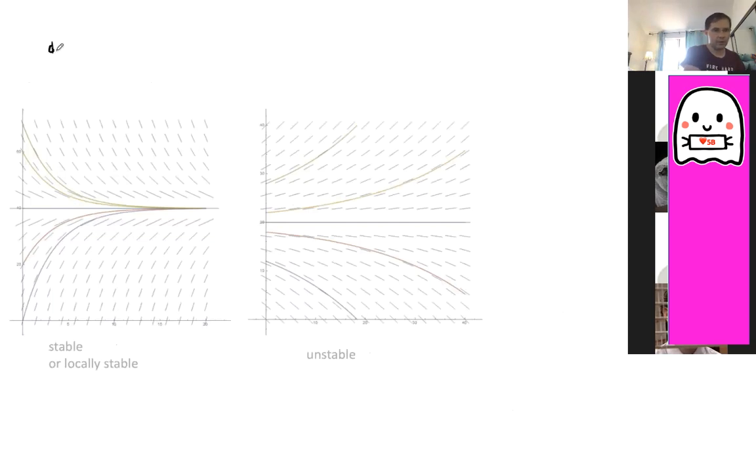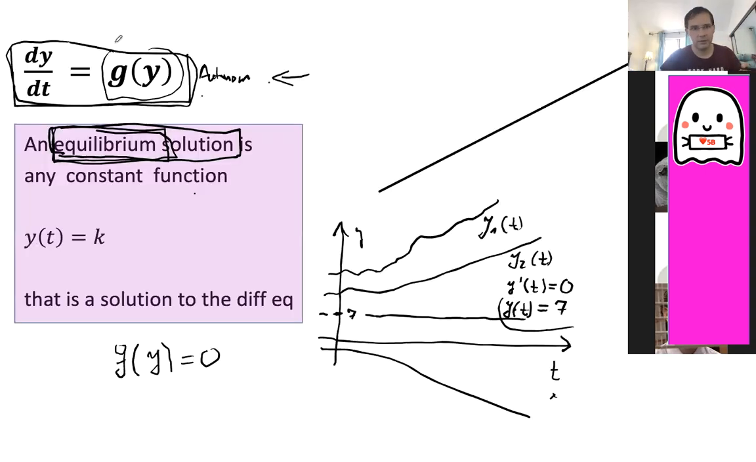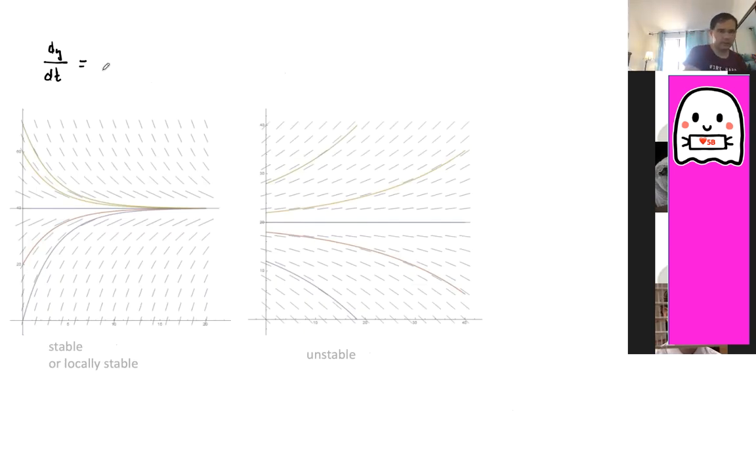So dy/dt, and that's equal to, we use this function g, so this is equal to g of y. So let's say we have a given autonomous differential equation, and let's say that we are given a few solutions. Let's say that we are told that this function is a solution to this differential equation.